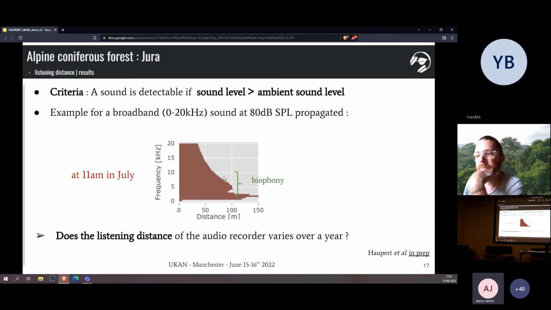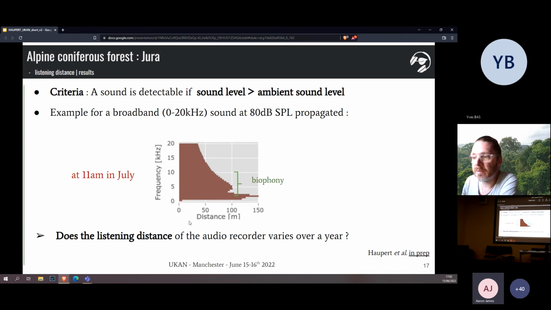We can see on this graph the listening distance of a recorder for a broadband sound at 80 dB that propagates in Jura at 11 AM in the morning in July. The horizontal axis is the listening distance or detection range, and the vertical axis is the frequency.